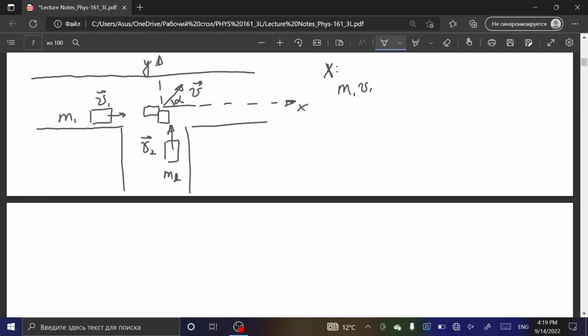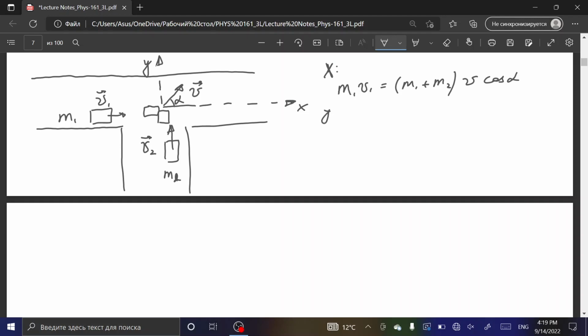m1 times v1, because as you see, velocity is oriented along axis x. Along axis x, the contribution of the second car is equal to 0 because it's perpendicular. So then we can write that after collision we have m1 plus m2, they are moving together, and we need to get here the projection of velocity vector v on axis x. So it will be v times cosine alpha.